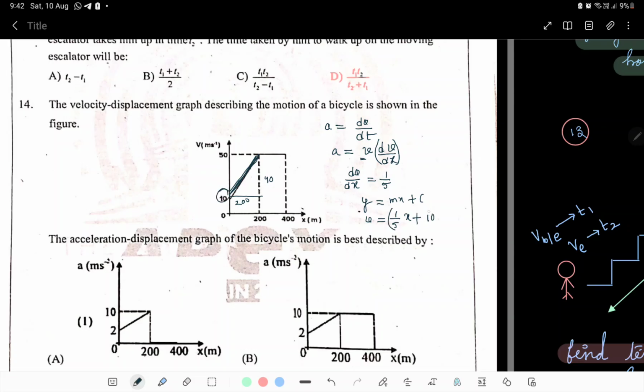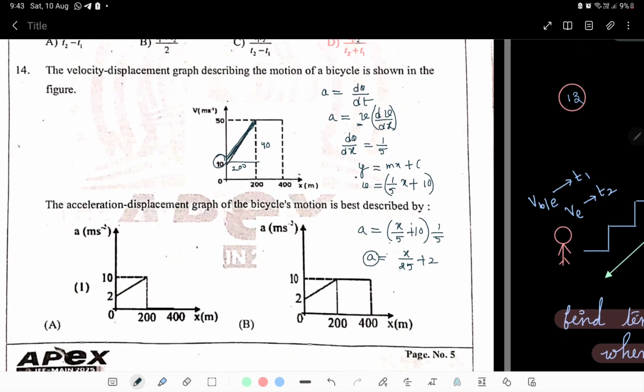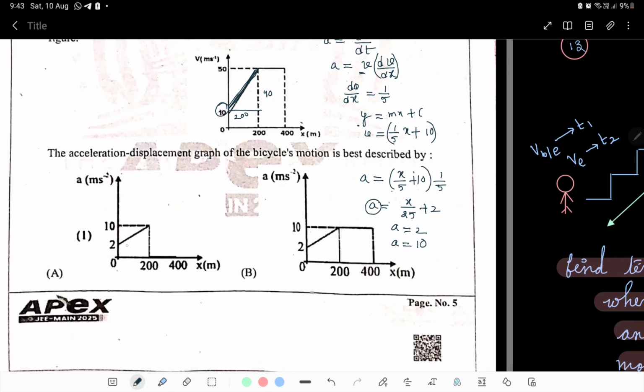So this is v, and therefore you could say that acceleration is equal to 1 by 5 into x, that is x by 5, plus 10 into the slope, which can be written as 1 by 5. Therefore a equal to x by 25 plus 2. So that's going to be a straight line equation. If you keep x is equal to 0, this acceleration will be equal to 2. If you keep 200, that will be like 10.